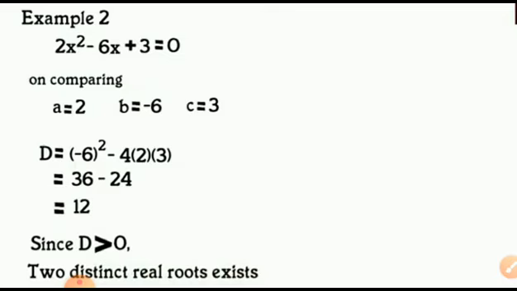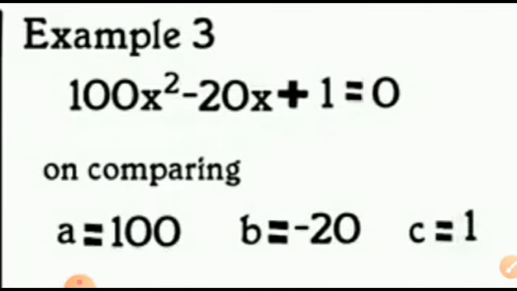Now what can you say about the value of D? Your D is greater than 0. If the discriminant is greater than 0, it has two distinct real roots. So the given equation will have two distinct real roots. Hope it is clear. Now the next question.